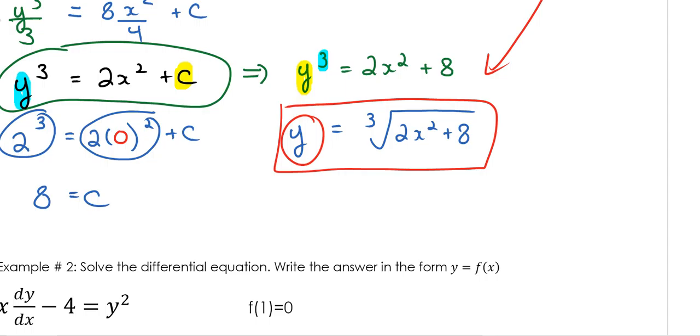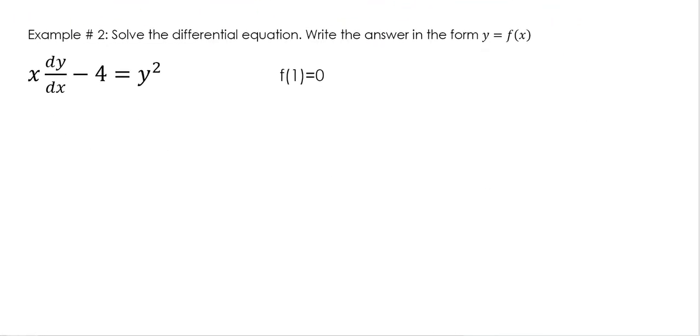Alright, let's move on with the next example here. For example number 2, solve the differential equation, write the answer in the form y equals f of x, and once again here is my initial condition. We will be using this initial condition once we've taken the antiderivative of both sides of the equation here.